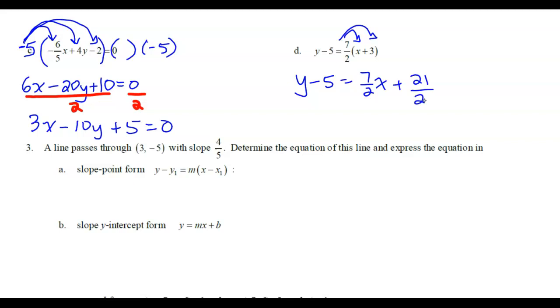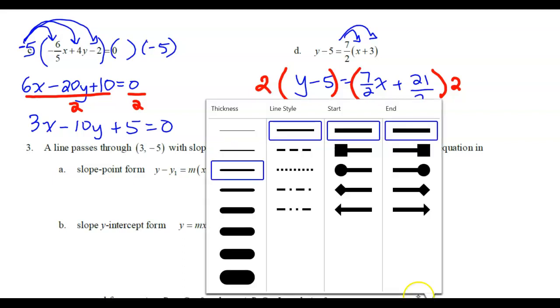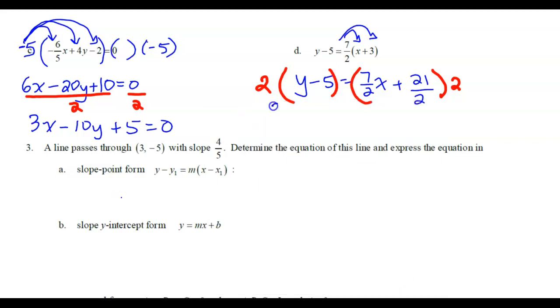Now, notice how you have 2 terms with a denominator of 2. So that's your lowest common denominator. I'm going to multiply both sides by 2. You could get everything on one side first and then deal with the fractions, but I like getting rid of the fractions to start. Makes life, I think, a little bit easier. So that's going to be 2y minus 10 equals 7x plus 21, right? When you multiply by 2, the denominators go away.